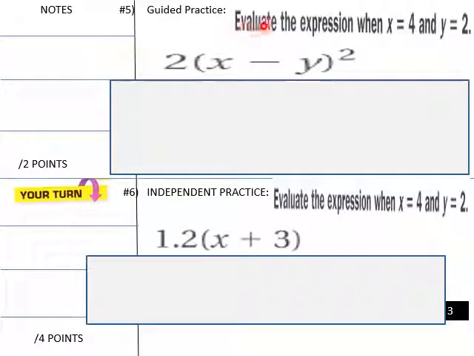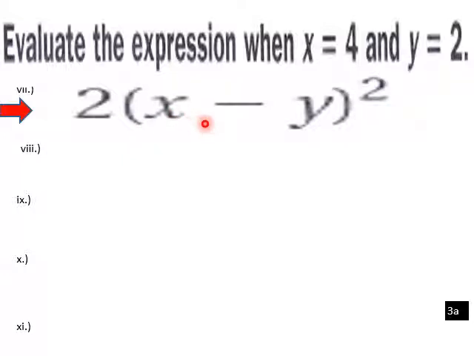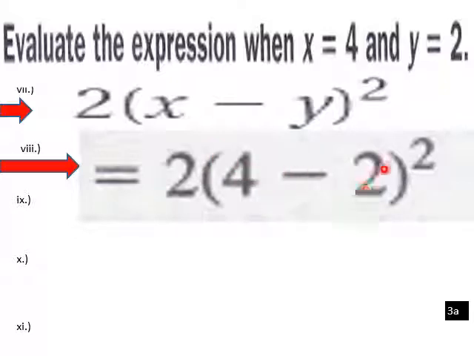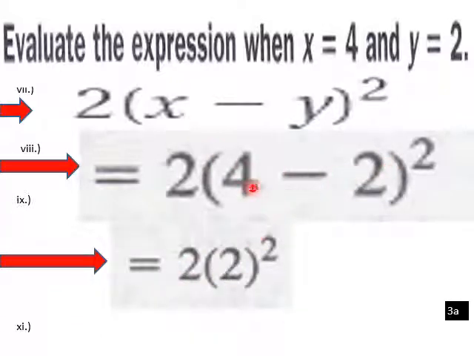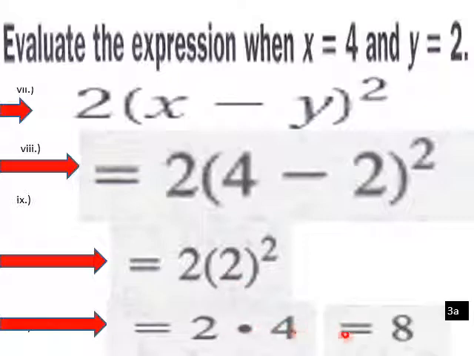Okay, let's try one in our guided practice. Evaluate the expression when x equals 4 and y equals 2. So we do a plug-in here. Students, this is yours down here. Let's do this one up here first. So we have 2 times quantity x minus y, squared. We're just going to plug in our values, 4 and 2. 4 minus 2, quantity squared. So 4 minus 2 would be 2 squared. 2 times 2 squared would be 2 times 4, which would be 8. So that's how you would do that.